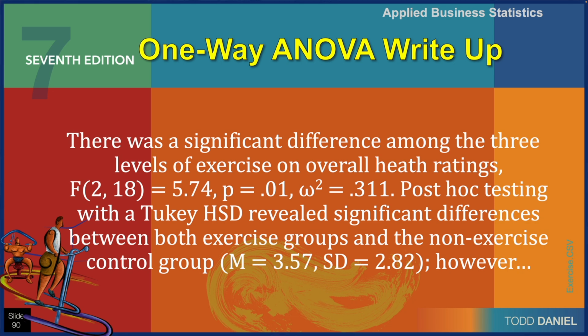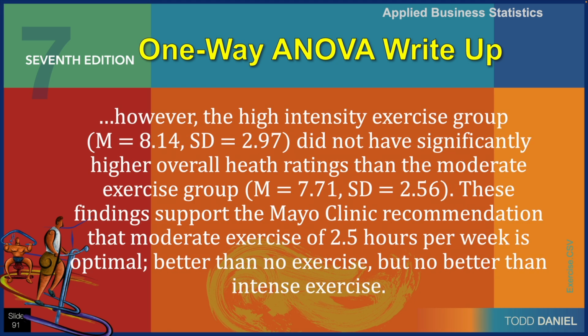And we can see the example of the statistical write-up. Post-hoc testing with a Tukey HSD revealed significant differences between both exercise groups and the non-exercise group. However, the high-intensity exercise group did not have a statistically significantly higher overall health rating than the moderate exercise group. These findings support the Mayo Clinic recommendation that moderate exercise of 2.5 hours per week is optimal. Better than no exercise, but not better than intense exercise.